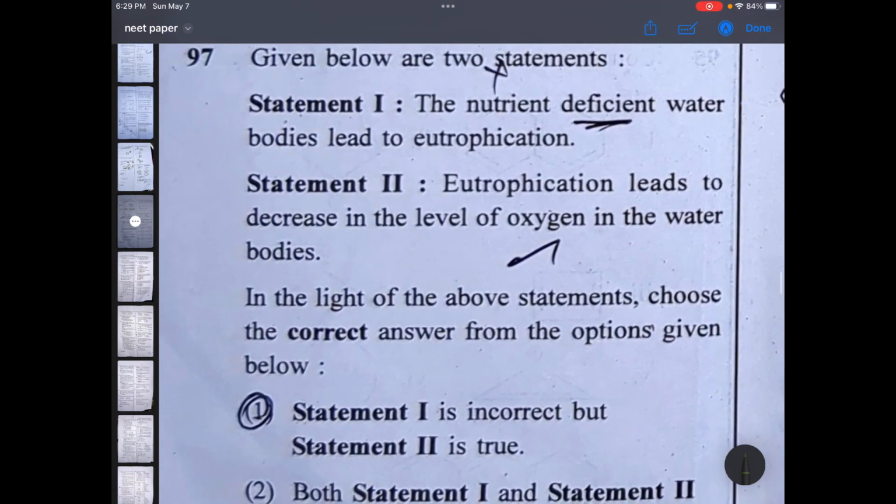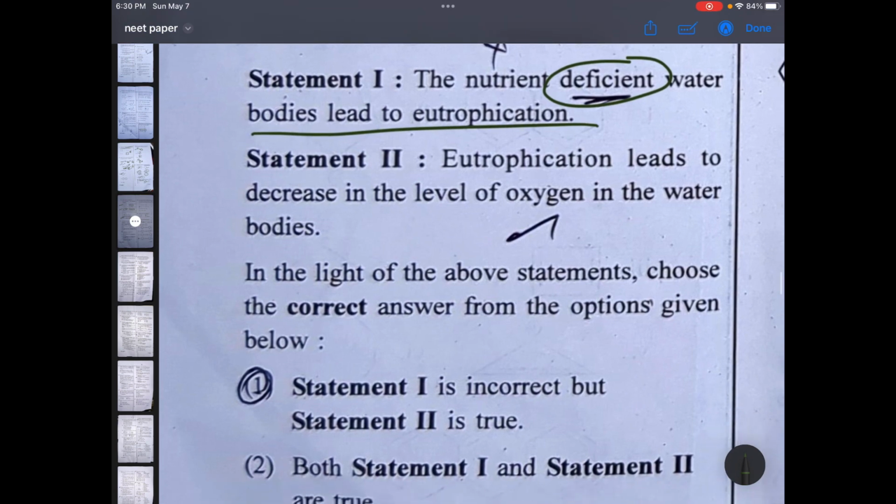Next question. Given below are 2 statements. The nutrient deficient water bodies lead to nutrient excess, it leads to eutrophication. So this statement is wrong statement. Eutrophication leads to decrease in the level of oxygen in water bodies. This is right statement. Statement 1 is incorrect, but statement 2 is true. This is according to NCERT.